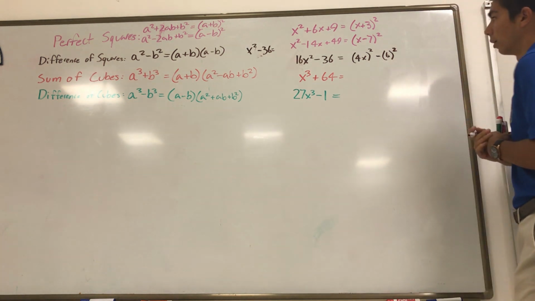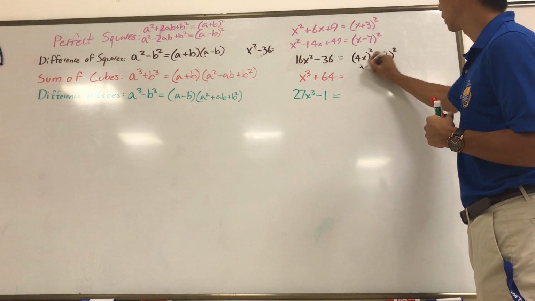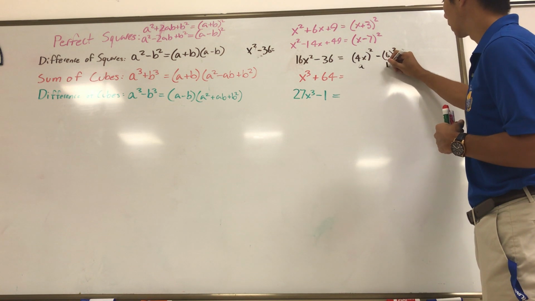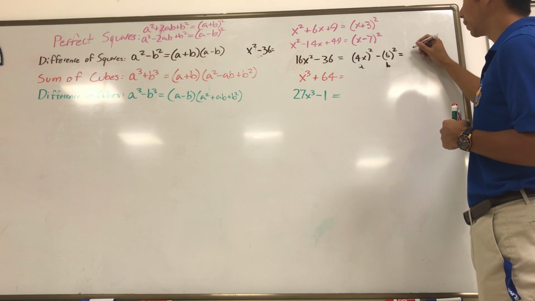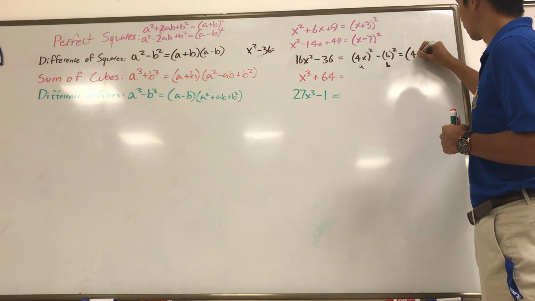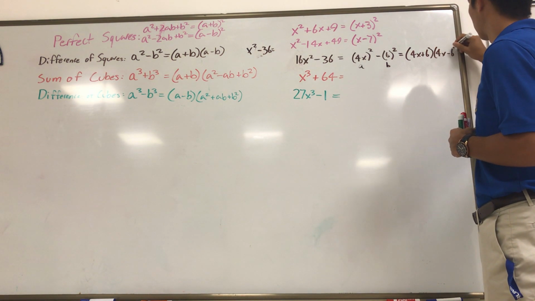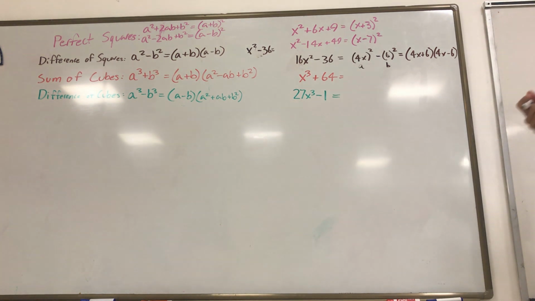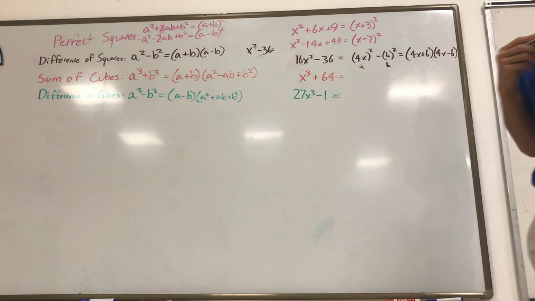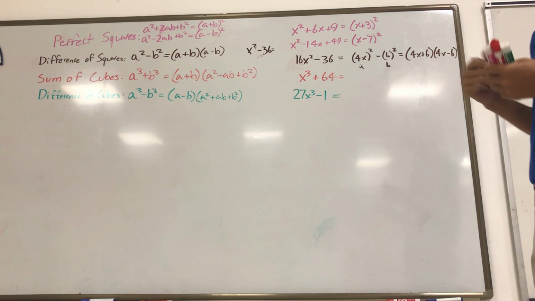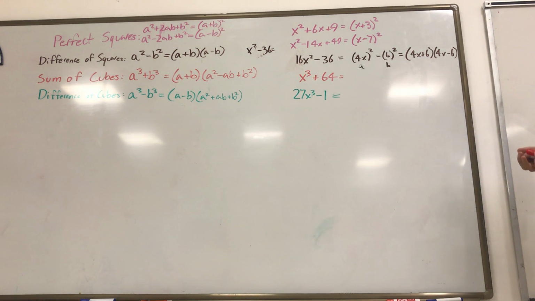So if I do that, I look at my a and b. 4x is a, 6 is b, so that means that my factorization is going to be 4x plus 6, 4x minus 6. Okay? So that is just a little bit of a step up. They both work, so that is another easy way for you to factor those really quickly.